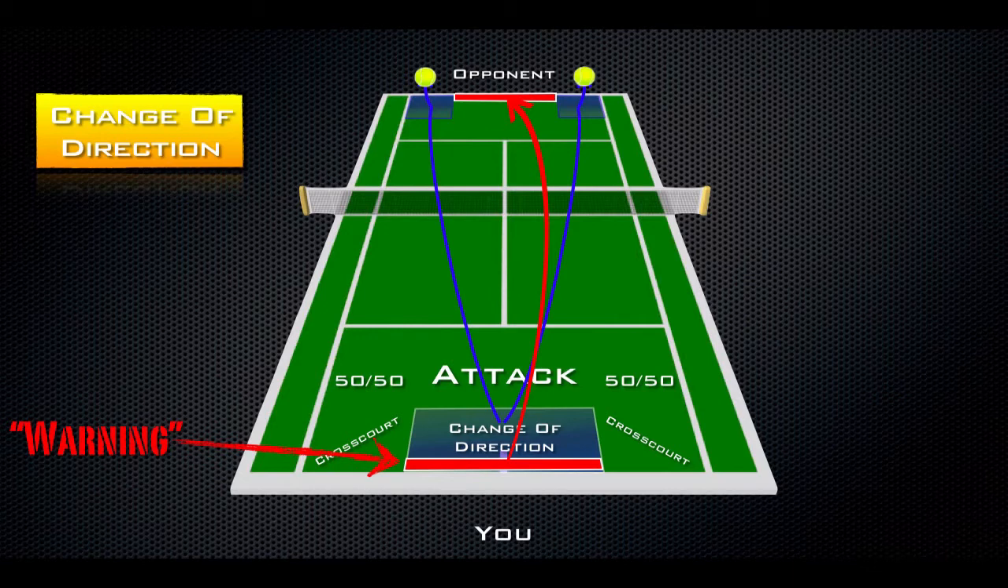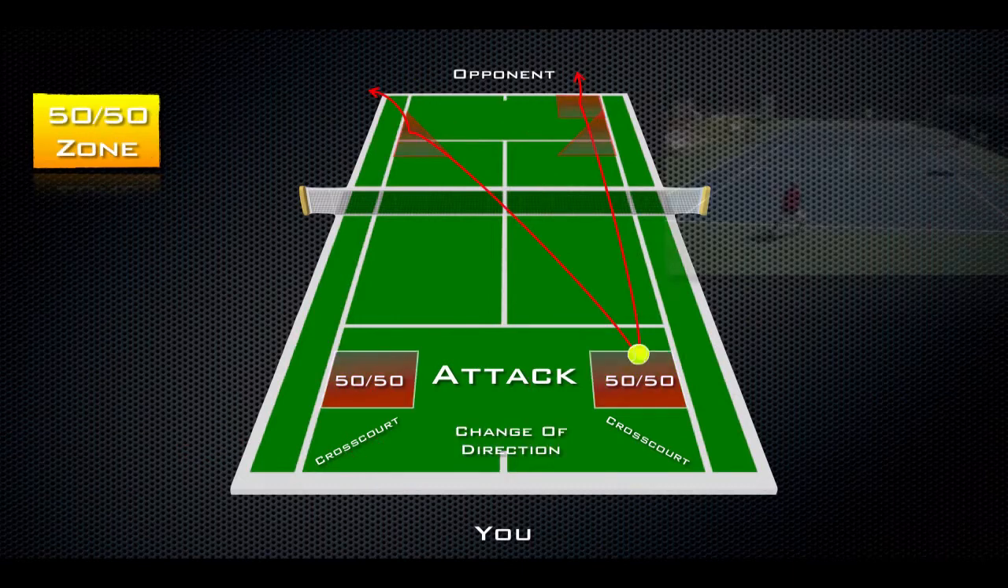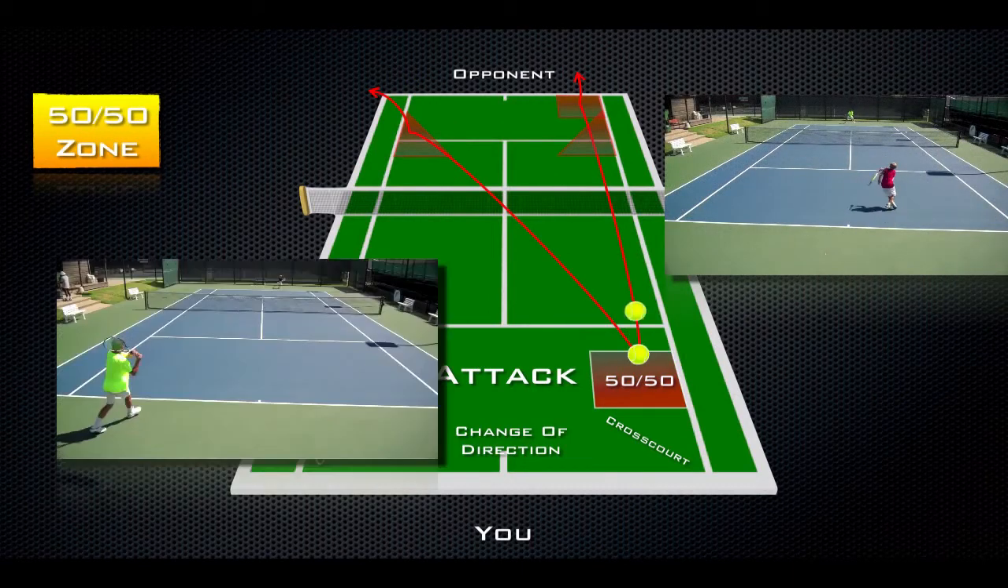When the ball lands in the 50-50 zone, this is time for you to use the ball as an approach down the line or pull your opponent off the court with an angle.